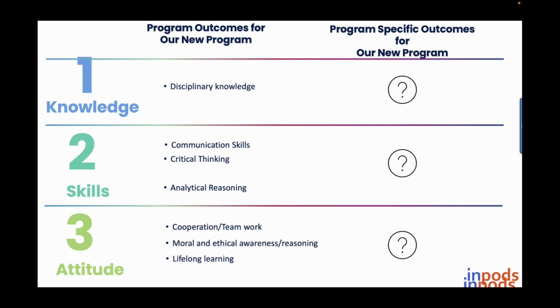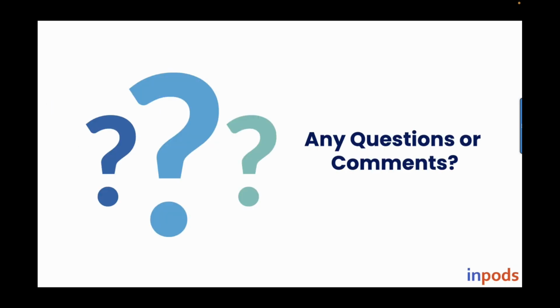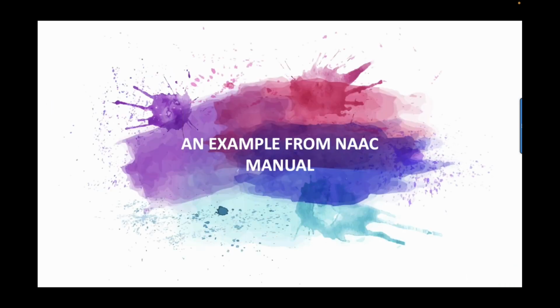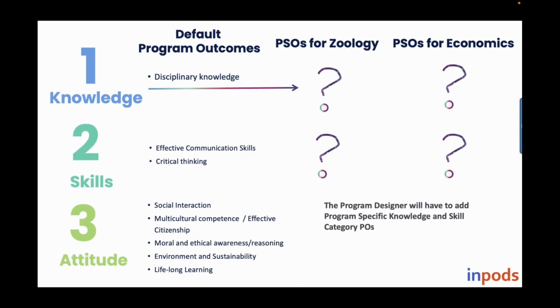Naturally, depending upon what knowledge you are going to deliver through this program, you will have to identify those, and that is the responsibility of the program designer to identify what these specific program outcomes are. Examples are here, PSOs for zoology and PSOs for economics program.